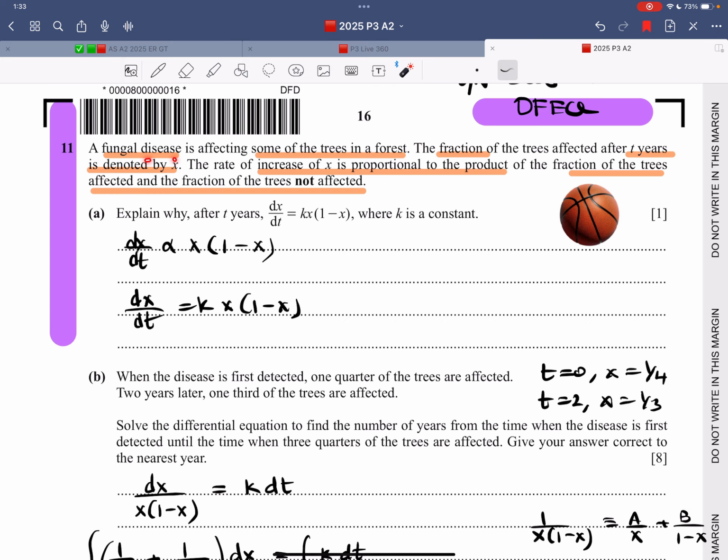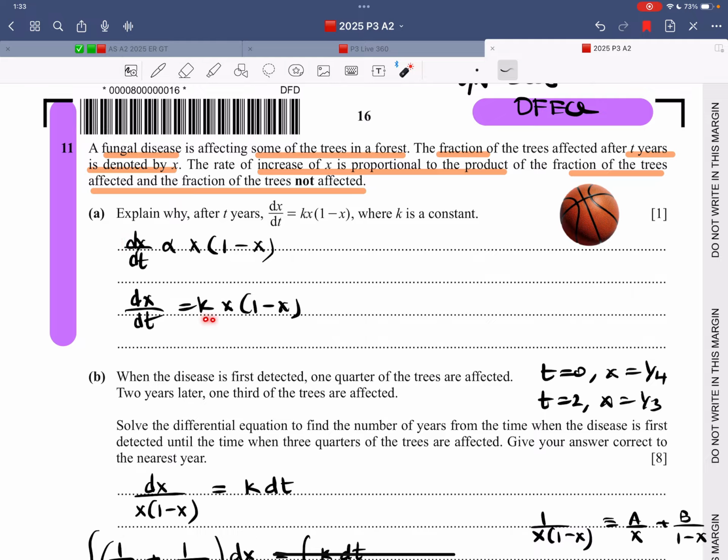A fungal disease is affecting some of the trees in a forest. The fraction of the trees affected after t years is denoted by x. So x is a fraction, keep that in mind. The rate of increase of x is proportional to the product of the fraction affected and the fraction not affected. So if the fraction is x, not affected would be 1 minus x. This is affected, this is not. So it's proportional to this. It's an increase, so there is a plus sign over here. If it was a decrease, I would have put a negative sign over here.